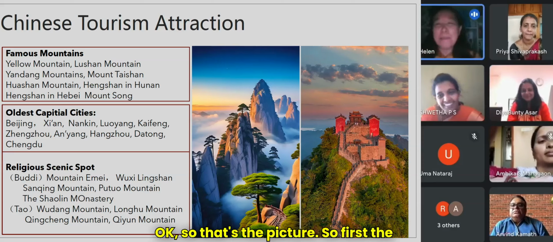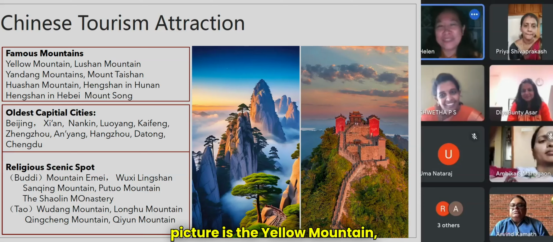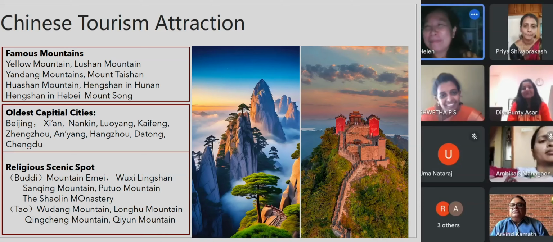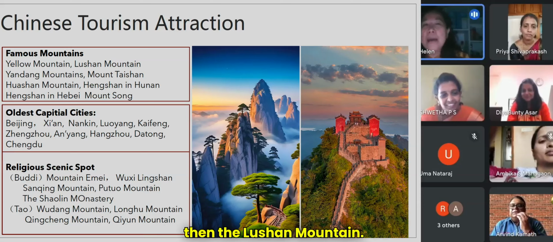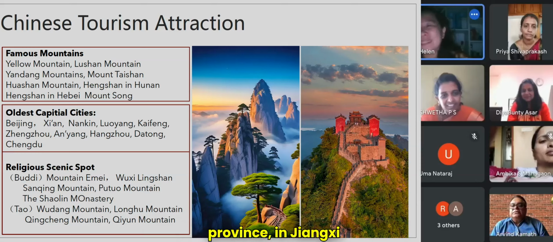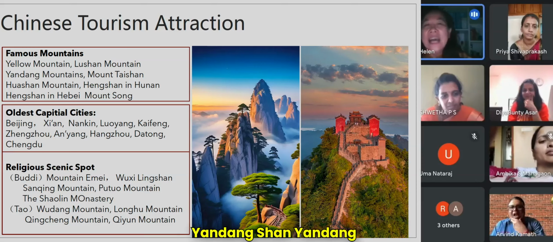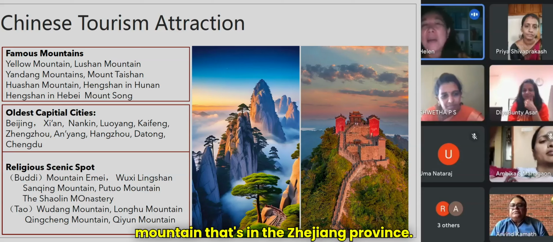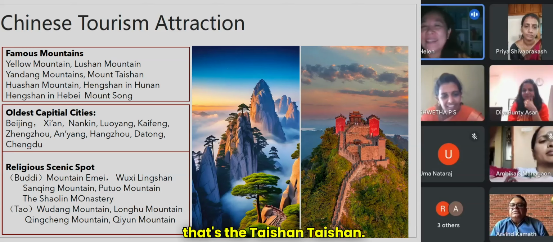Okay, so that's the picture. So first picture is the Yellow Mountain. Then the Lushan Mountain. Lushan Mountain is also a beautiful mountain. That's in Jiangxi province. And the Yandang Mountain, that's in Zhejiang province. That's the Taishan.